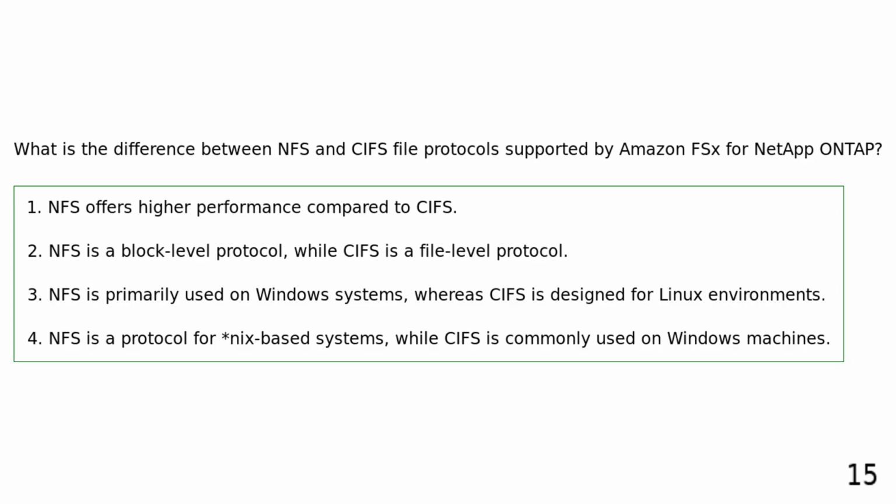What is the difference between NFS and CIFS file protocols supported by Amazon FSx for NetApp ONTAP? NFS offers higher performance compared to CIFS. NFS is a block-level protocol, while CIFS is a file-level protocol. NFS is primarily used on Windows systems, whereas CIFS is designed for Linux environments. NFS is a protocol for *nix-based systems, while CIFS is commonly used on Windows machines.